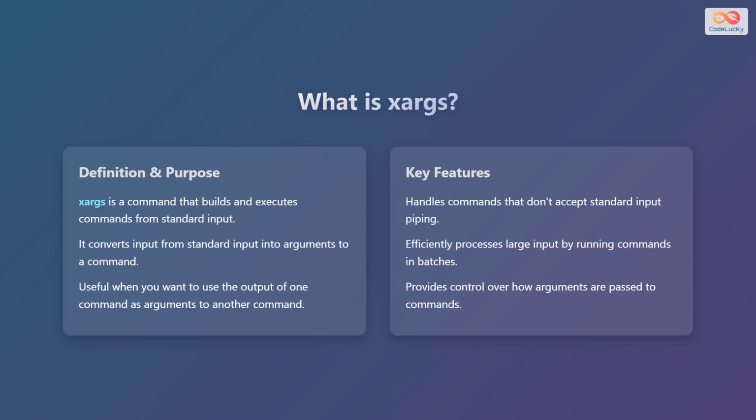Now let's look at some key features of xargs. It is useful for commands that don't natively accept standard input through pipes. It efficiently processes large amounts of input by running commands in manageable batches, and it gives you a good degree of control over how these arguments are passed to other commands.